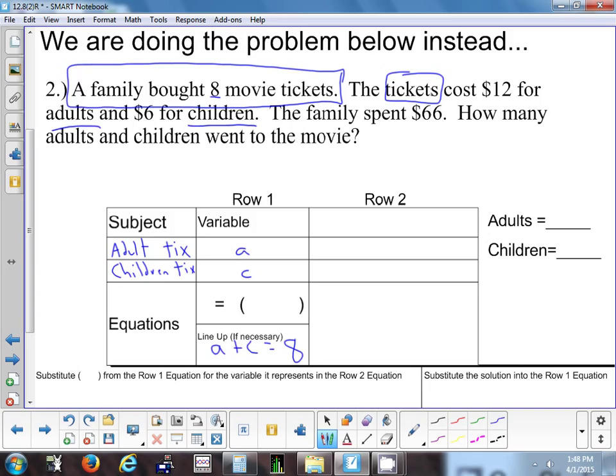Shazzy, can I ask Savon? Savon. All right, what do you got, buddy? You want to get one variable by itself. So what would you do, Savon? Subtract. Subtract what? Subtract C, right? Minus C, minus C. That gives me what up here, Savon? A equals 8 minus C. Good. Sounds good to me, right? So row 1 right now is good.